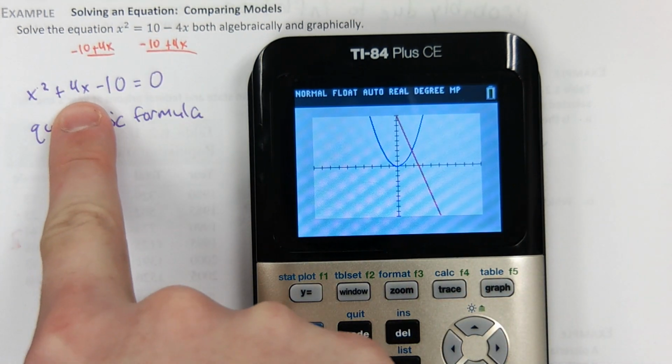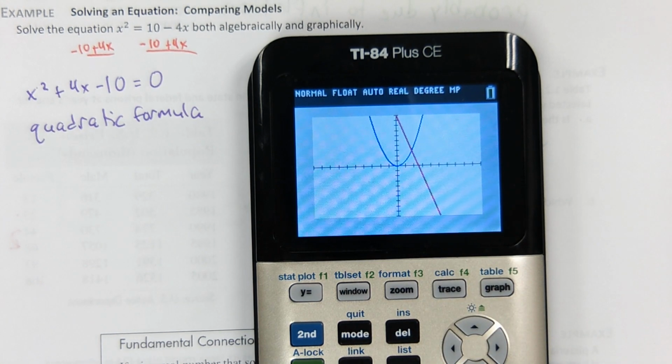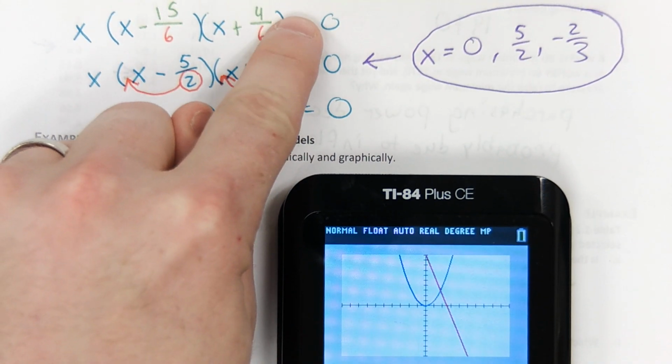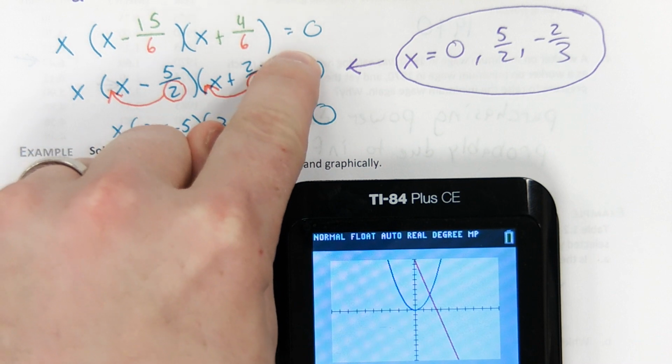I know there's 2 answers. I can only see one of them. Why? Because my window is wrong. You see, there's another answer somewhere out here-ish on the y-axis. I need a lot more y values in order to see that.